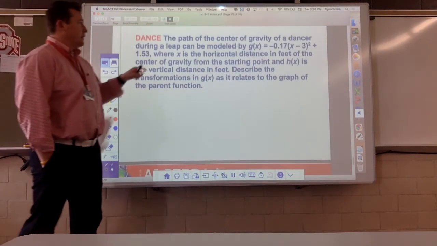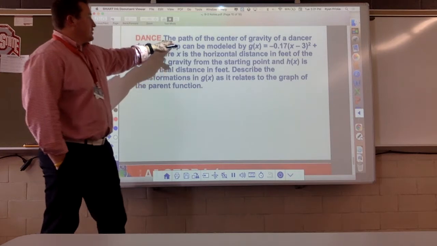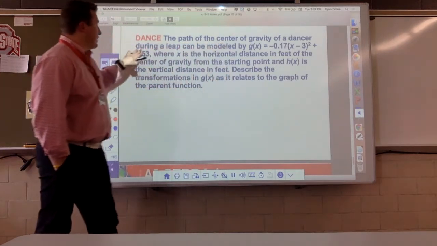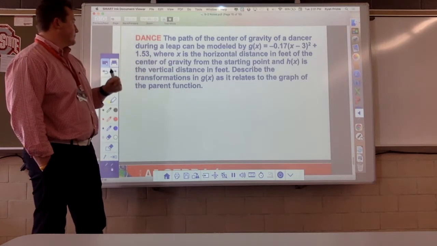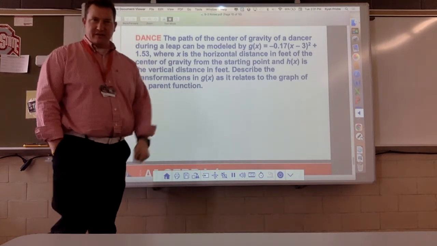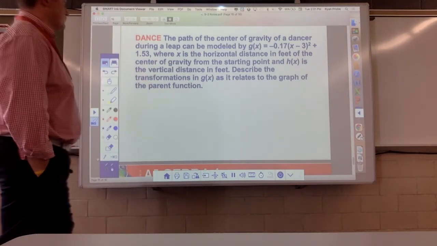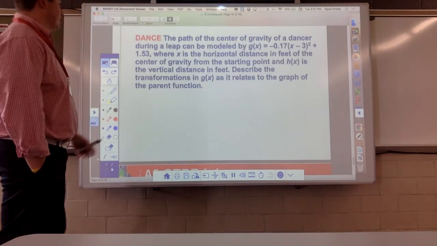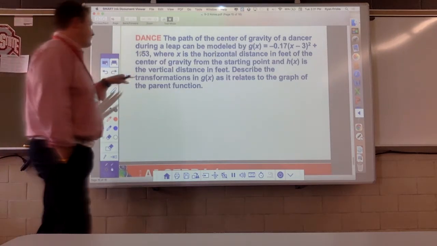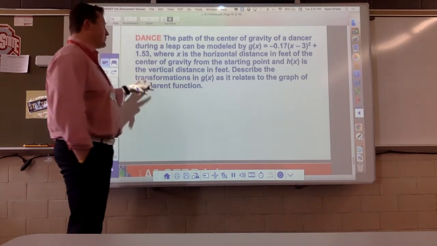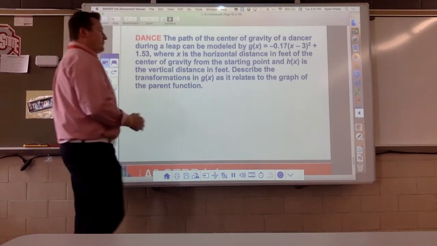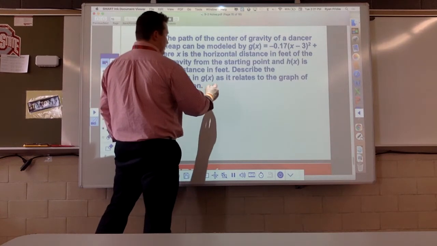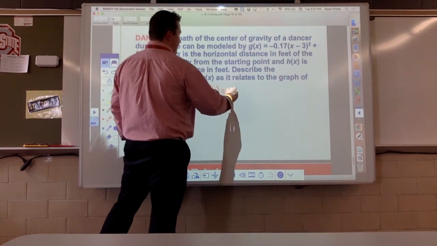More projectile motion. The path of the center of gravity during a leap is modeled by that function. Function looks different, doesn't it? Where x is the horizontal distance, starting point, h of x is the vertical distance. Describe the transformation as it relates to the graph of the parent function, f of x equals x squared.